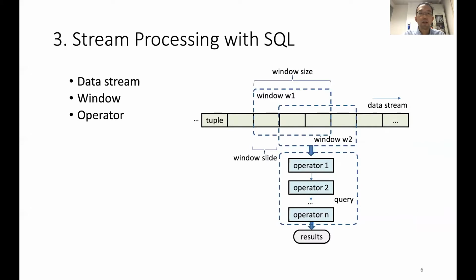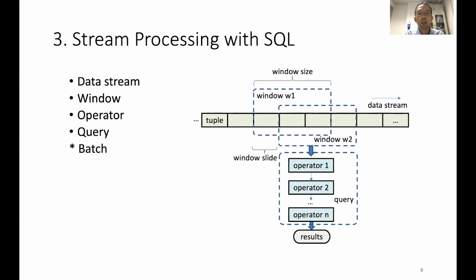Operators, which are the minimum processing units for the data in a window. In this work, we support common relational operators including projection, selection, aggregation, group by, and join. Queries, which are a form of data processing, each of which consists of at least one operator and is based on windows.